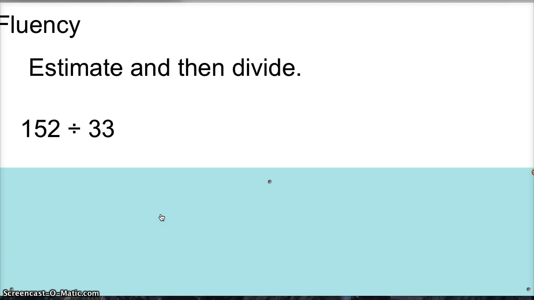152 divided by 33. So write this down, and I want you to see if you can figure out what you would estimate it as. Unpause the video when you're done.